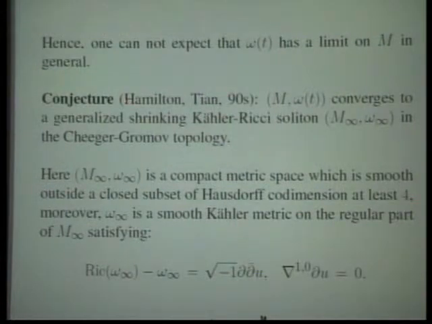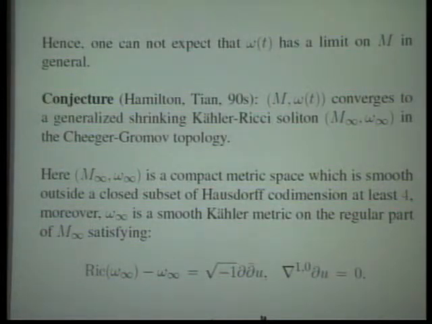So the conjecture is the following. (M, omega t), where M is the initial manifold and omega t is this solution here, converges to a generalized shrinking Kähler-Ricci soliton in the Cheeger-Gromov topology.